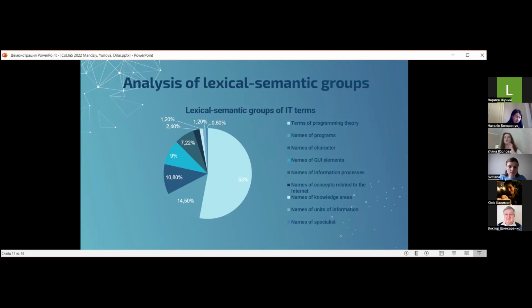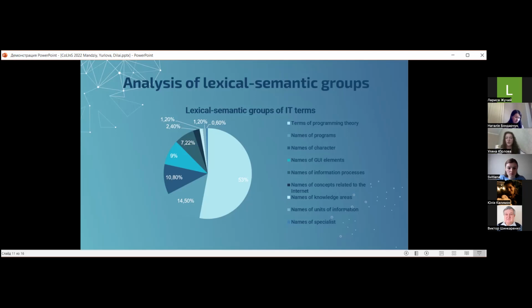Also terms related to the process of working with information, for example, caching, import, and terms related to the internet and internet communication, for example, browser, cache, and so on. The groups of terms described above make up only 27% of the studied noun terms. The rest of the terms cannot be attributed to any of the selected groups. So having analyzed them, we distinguished three more groups: terms of programming theory, names of graphic interface elements, and names of graphic symbols. The most numerous is the group of terms of programming theory, 88 terminological units.